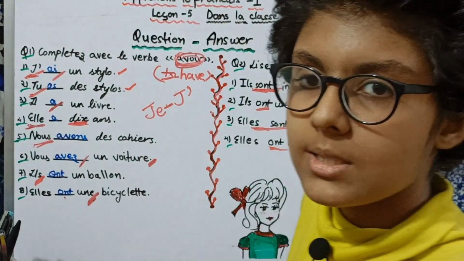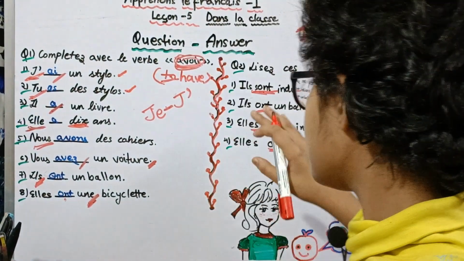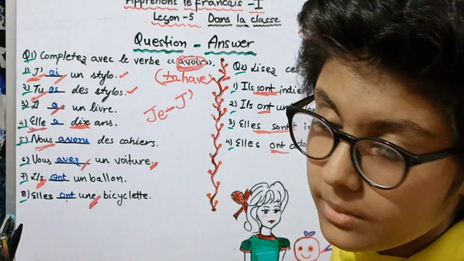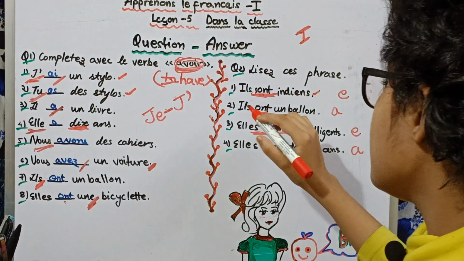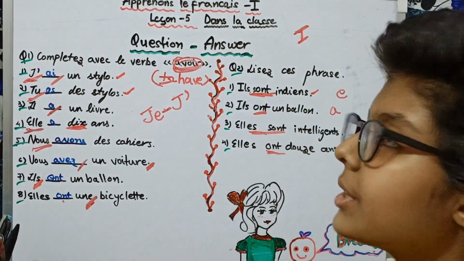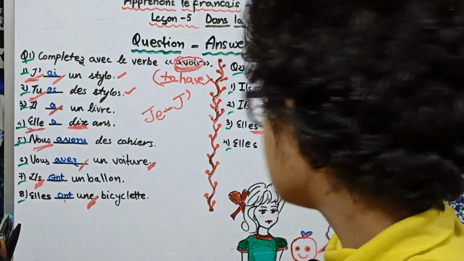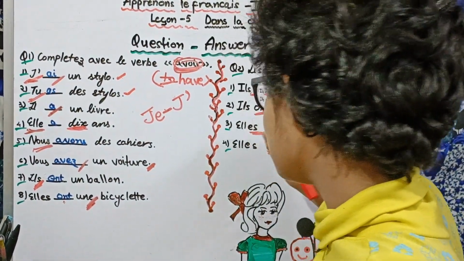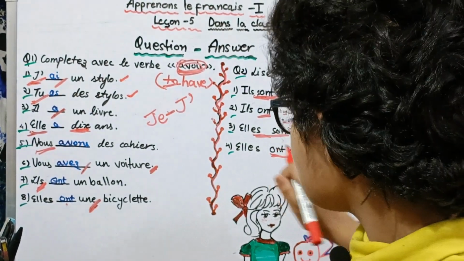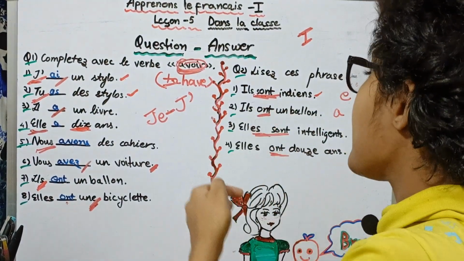So now let us understand these sentences one by one. The first one is ils sont indiens, which means they are Indian. It is a nationality. Now let us go on to the next one, that is ils ont un ballon. They have a ball. So now what verb do we use in this sentence? We would for sure use the verb avoir, as this sentence tells us that someone has something.